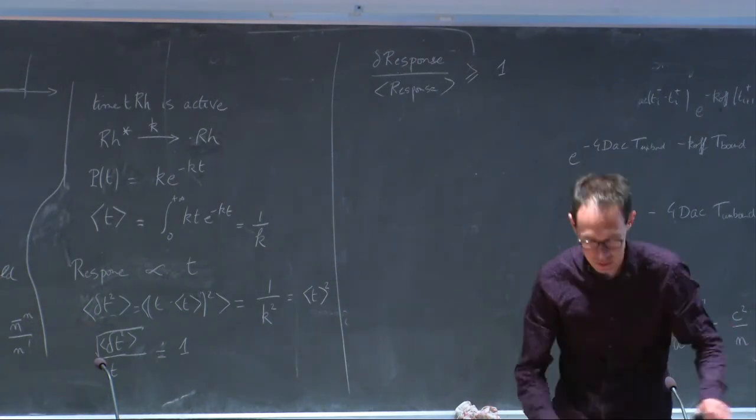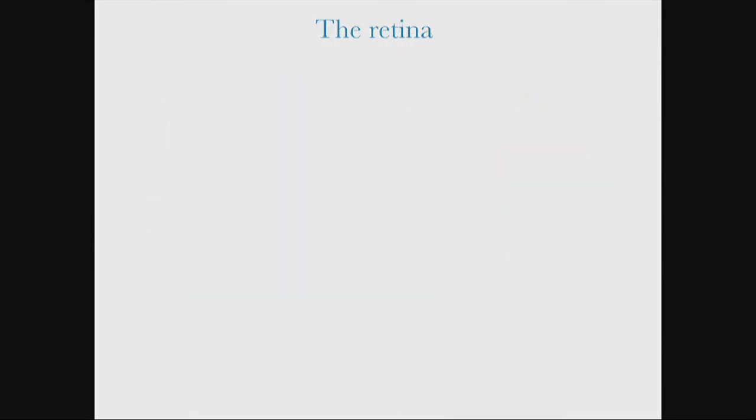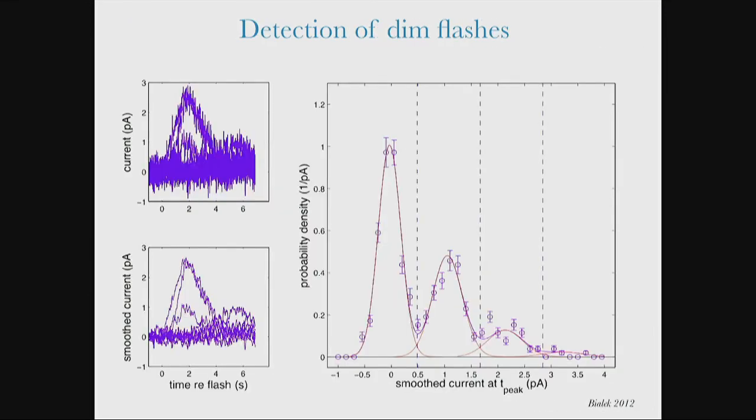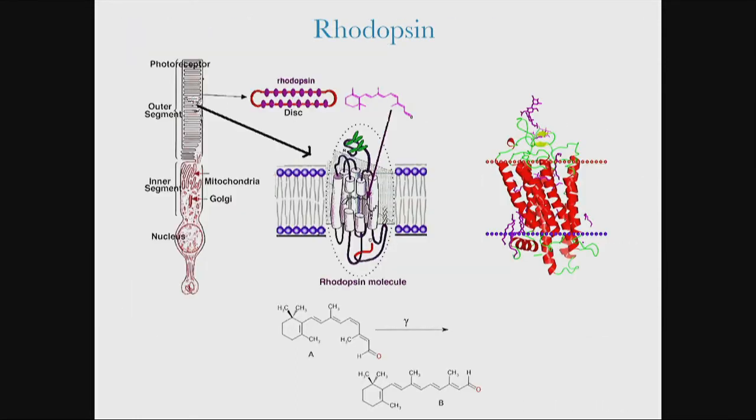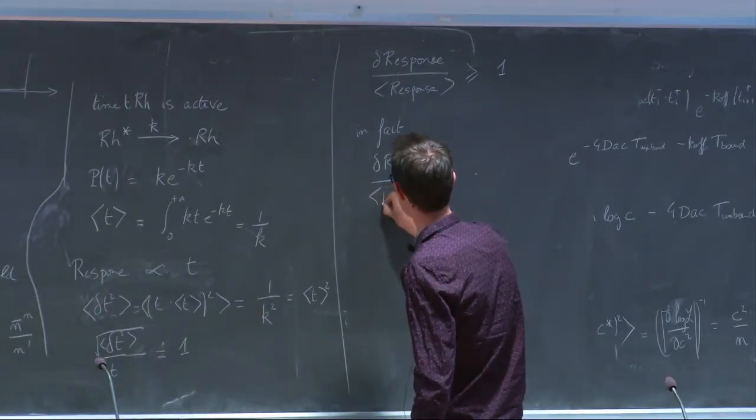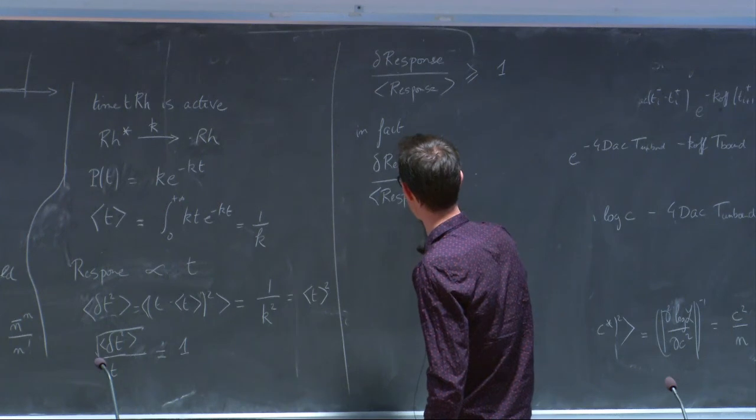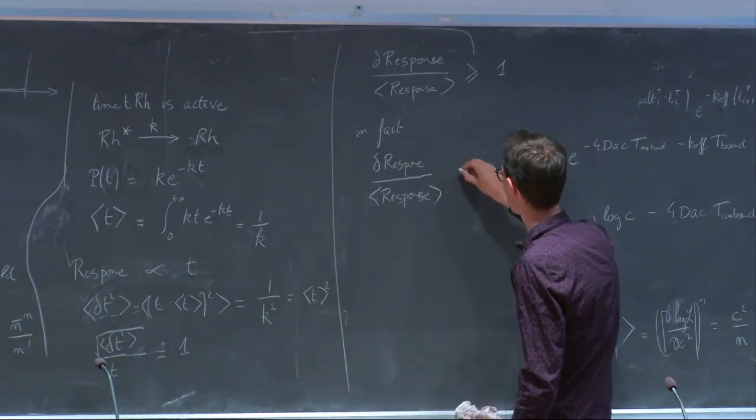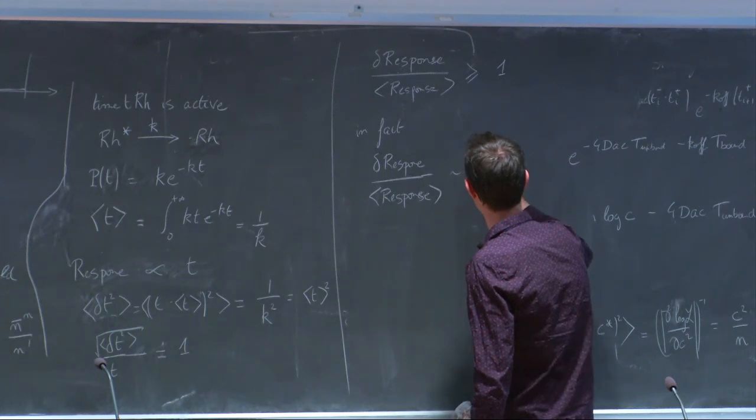And in fact, when you do the experiment, and this is another way of redrawing what I already showed you, the peak corresponding to single photons is very well resolved, right? The variations are small. You can quantify this and show that the relative variations in the response, as measured by the output current, are of the order of 25%.